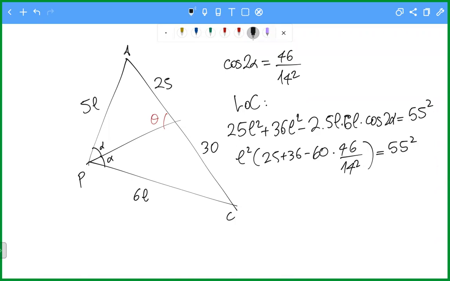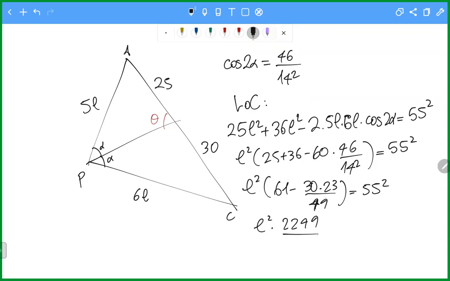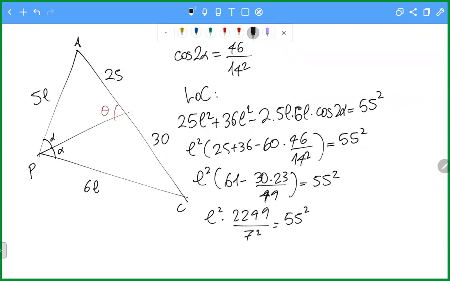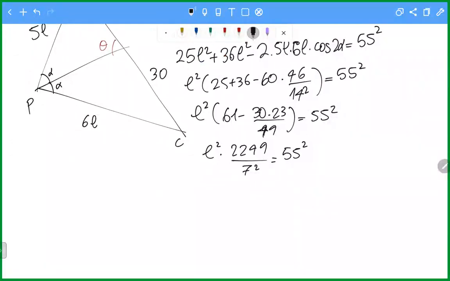Okay, and then when you simplify things, it's just 61 minus 30 times 23 over 49 equals 55 squared. Okay, and L squared times 2299 over 7 squared equals 55 squared. I think this step is the trickiest, the most troublesome step.